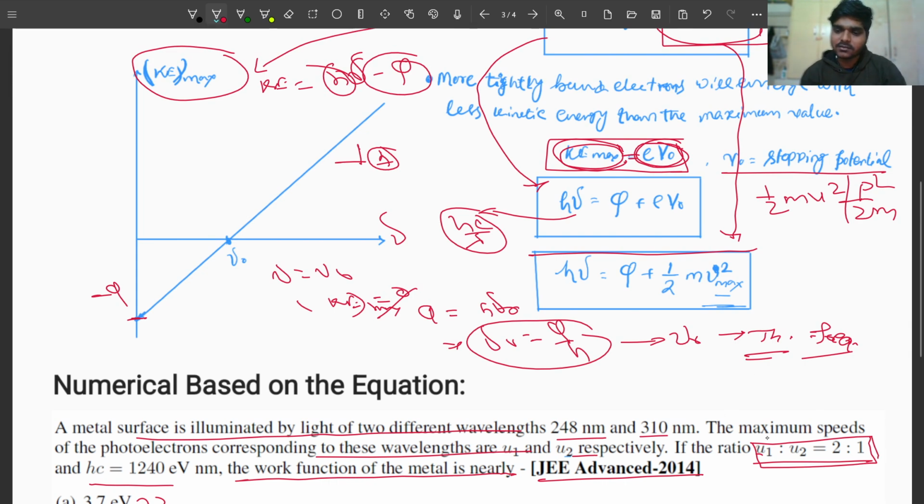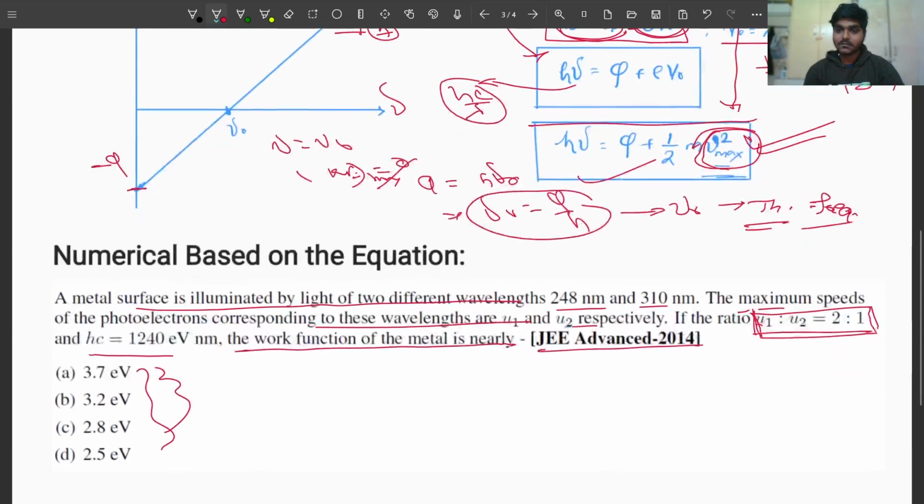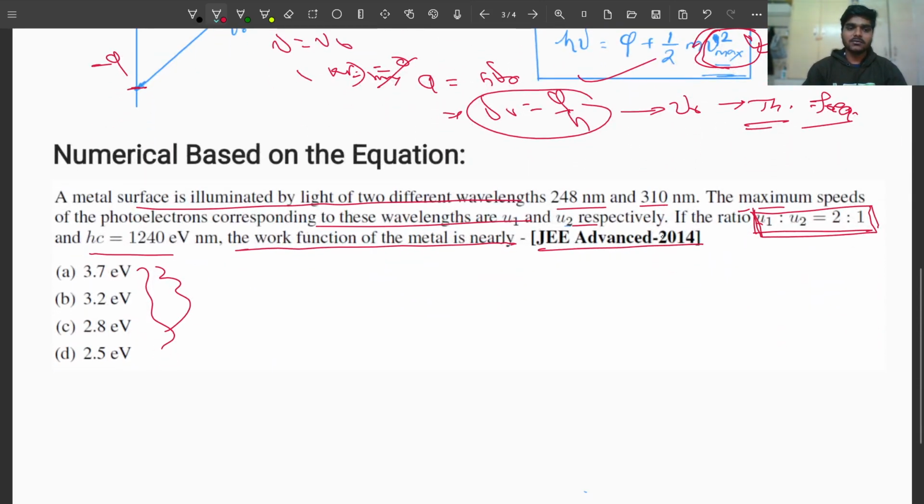Okay, so we have to first think which equation we have to use to calculate the work function. So we can see that u1 and u2 values are given, so it is obvious that we have to use this equation, because this equation consists of the velocity of the photoelectrons, and the velocity of photoelectrons is given, so we have to use this equation. But we have to use this equation in terms of wavelength.